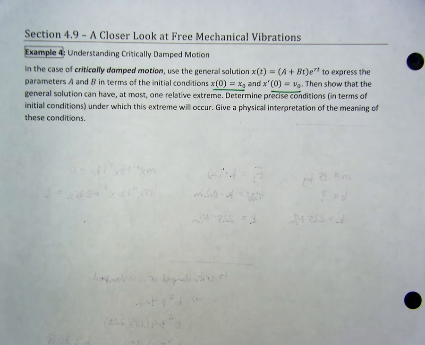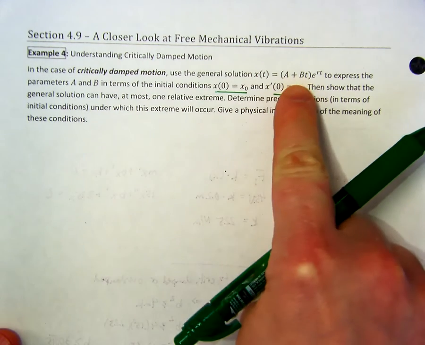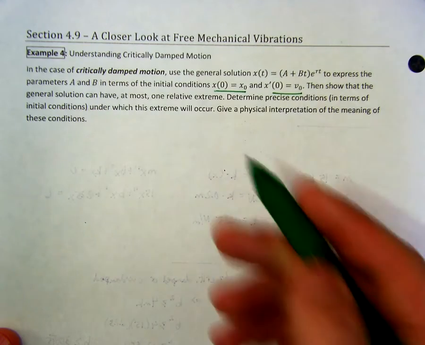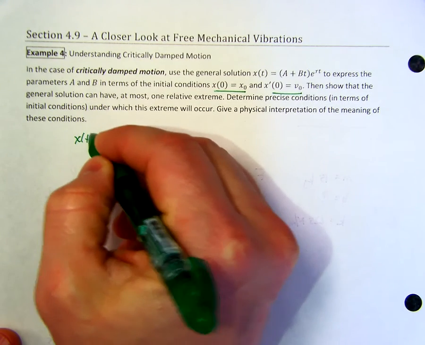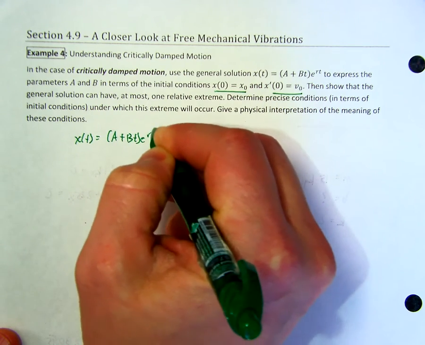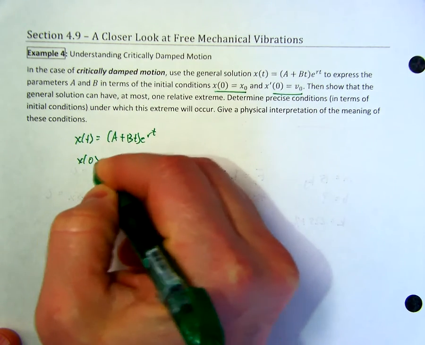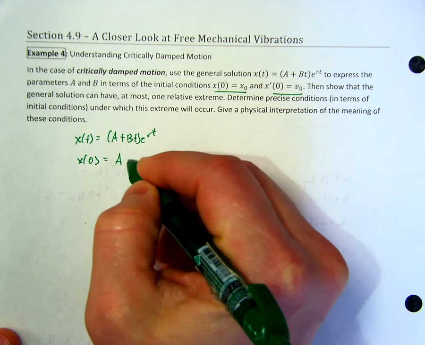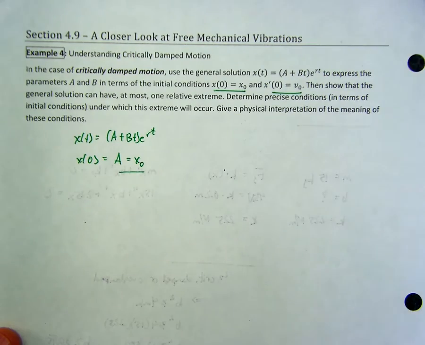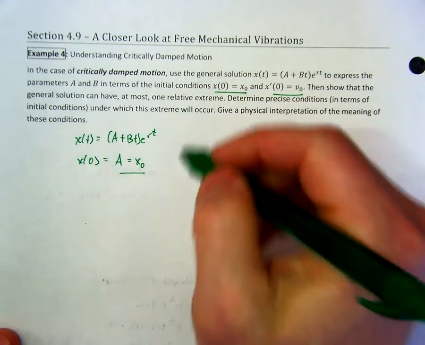So let's do that. Let's use those initial conditions like we normally would and solve and express the A and B in terms of those. So restating here, x of t is a plus bt e to the rt. So x of 0 would be a e to the 0, and that's it. So that would be the initial position. So a is the initial position, easy enough.